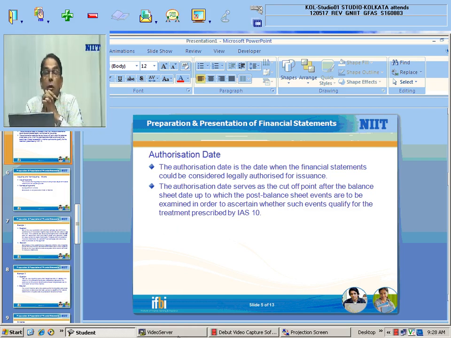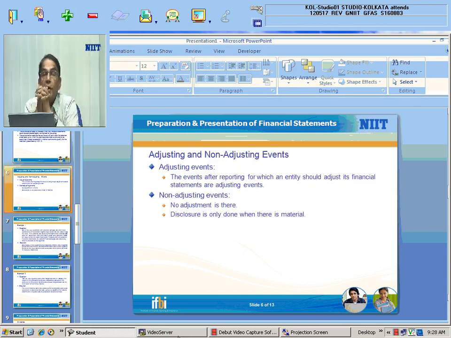There is a cut-off point beyond which no post-balance sheet events need to be examined and given treatment under IAS 10. Now, as I told you, there are two kinds of events. When you examine the events after the balance sheet date, we can come across two kinds of events. Basically, IAS 10 categorizes events after the balance sheet date, or post-balance sheet events, up to the date of authorization or issuance of the financial statements into two kinds of events. One kind of events are called adjusting events, the other kind of events are called non-adjusting events. Adjusting events are those events after the reporting date for which an entity should adjust its financial statements. So for this kind of events, the entity needs to adjust its financial statements which have already been prepared. They are called adjusting events.